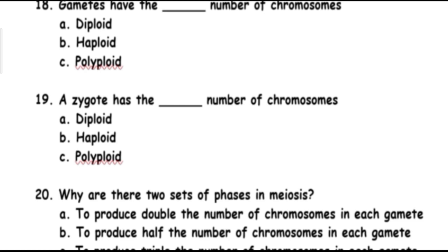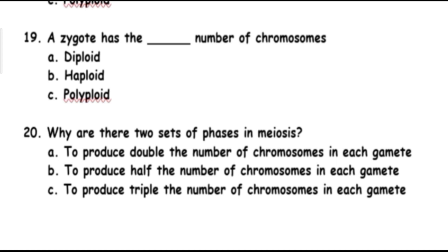Next one, why are there two sets of phases in meiosis? To produce a double number of chromosomes in each gamete, or to produce half the number of chromosomes in each gamete. So this is letter B, because the first meiosis produces diploid or 46 chromosomes, but the second meiosis, or meiosis 2, produces the haploid number of cells. So that's half. From 46 becomes 23, so that is half, letter B.